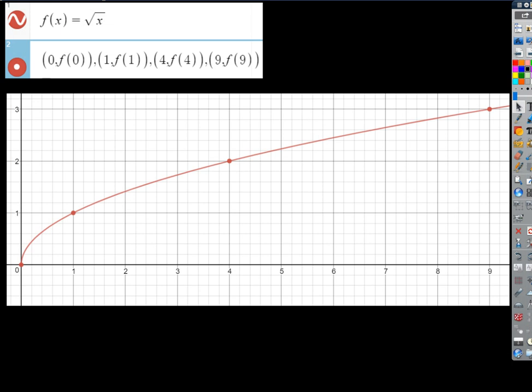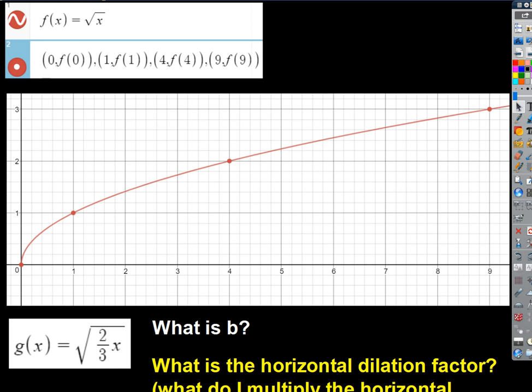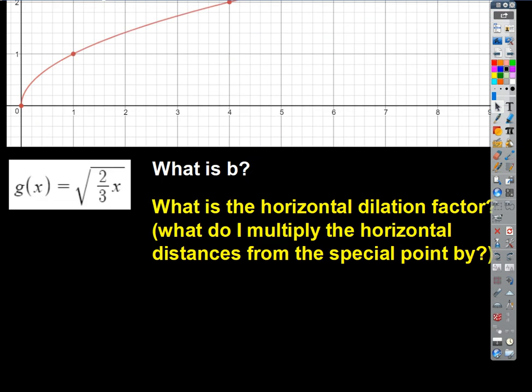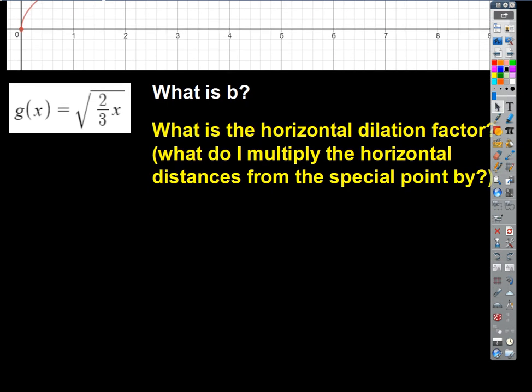Let's take an example like this one. What if we want to do this function, g of x? Now, what's the parent function and why? The parent function, what does that mean? It means what's the most basic function that this is built around.